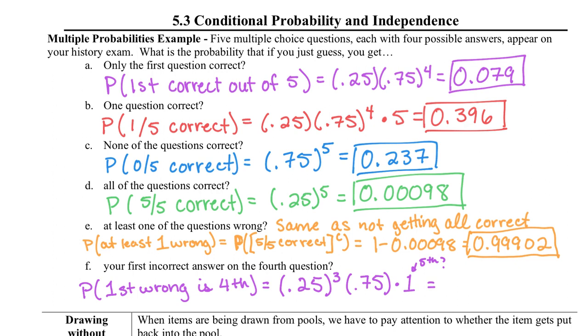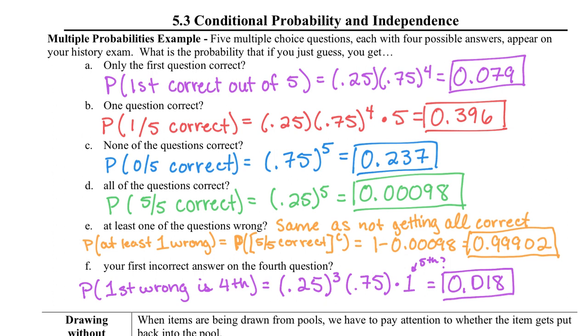So let's go ahead and see what that probability is. So 0.018, which is just slightly less than 2%. And that makes sense because you had to get 3 correct in a row. So that's just a different way of thinking of these probabilities.